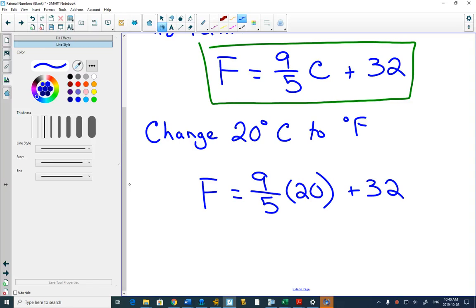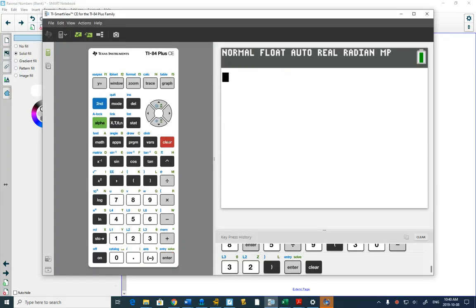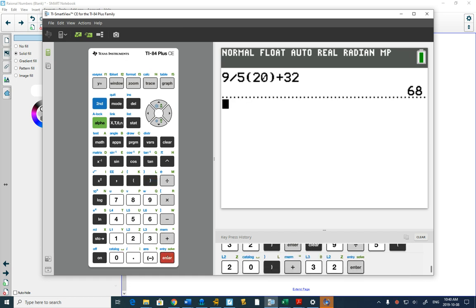Now we can go to our calculator and type this in. So I go to my calculator, 9 divided by 5 times 20, or bracket 20, plus 32. And you find out if you want 20 degrees in your room, you would need to set it to 68 Fahrenheit.